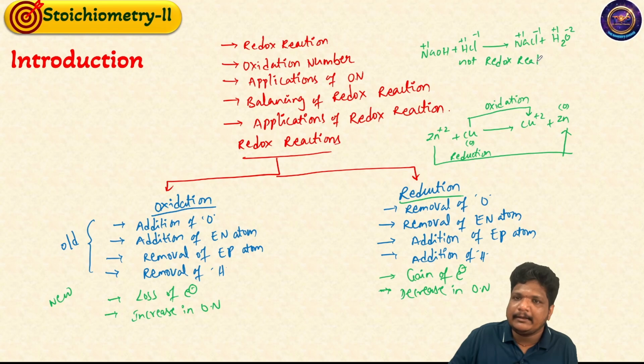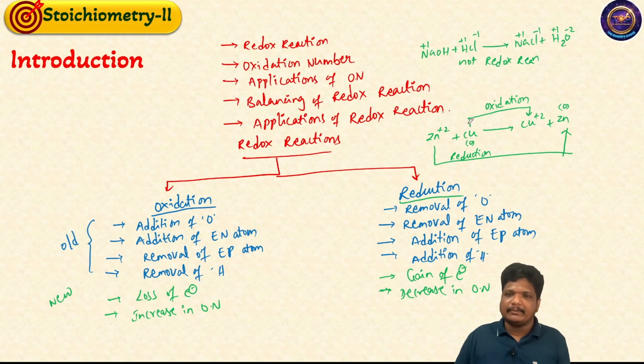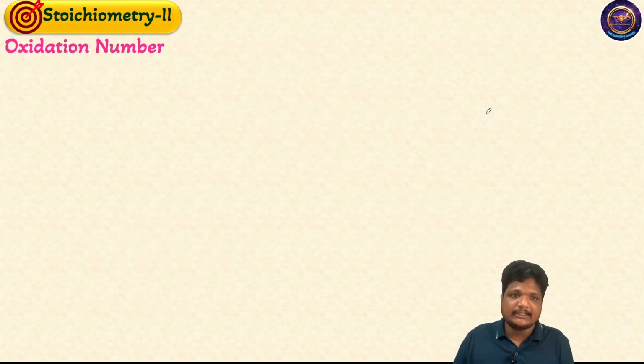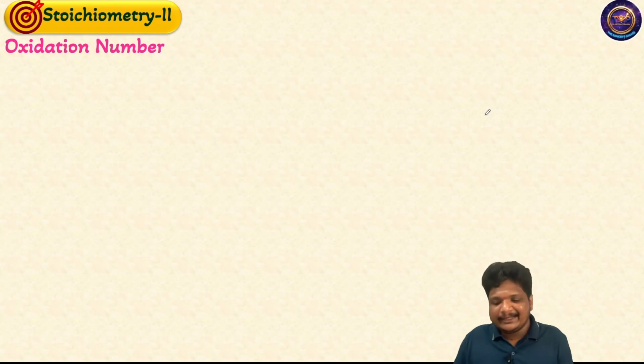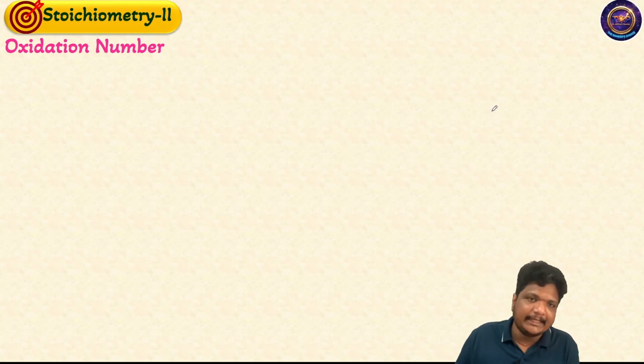So which reactions do we call redox reactions? The reactions in which both oxidation and reduction take place simultaneously. Okay, now let us see what oxidation number is. Oxidation number is a real or imaginary charge on an atom of an element when it goes from the free state to the bonded state in a molecule.